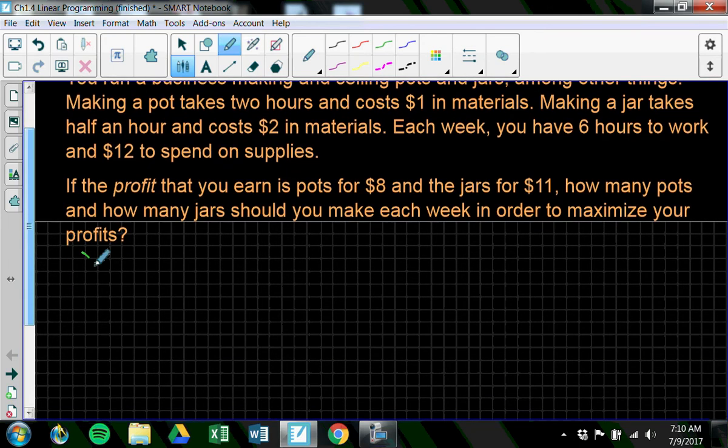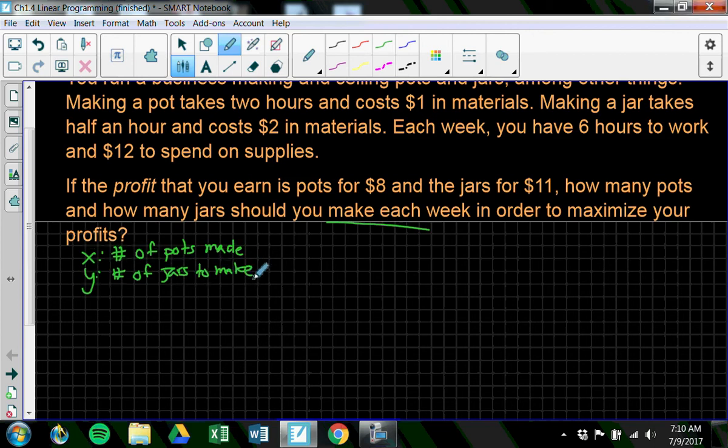Well, the first thing we're always going to do with these problems is set up variables, x and y. X is going to stand for the number of pots made and sold. How many jars should you make each week? We'll just say made. X is the number of pots to make. Y will stand for the number of jars to make. I phrased those slightly differently and that was silly.